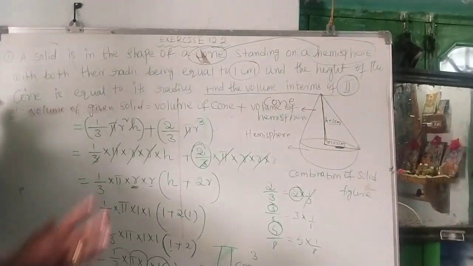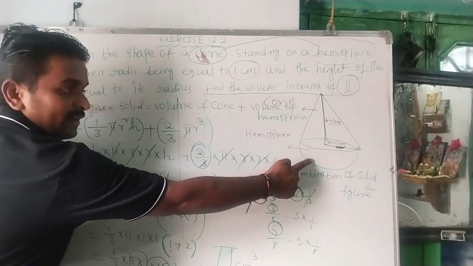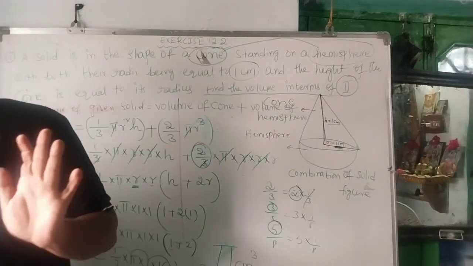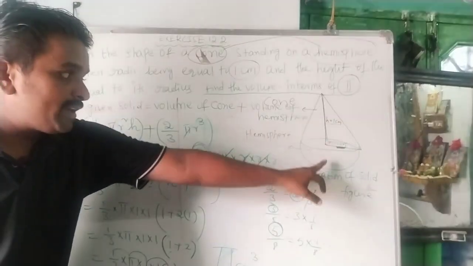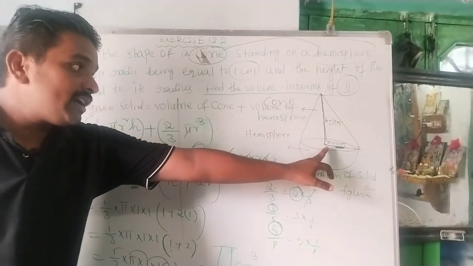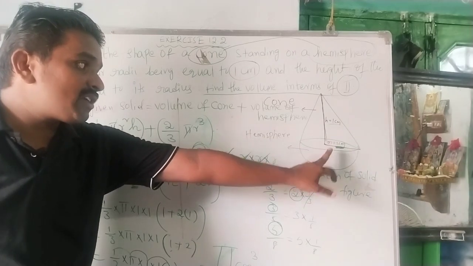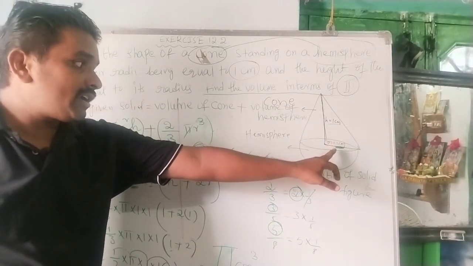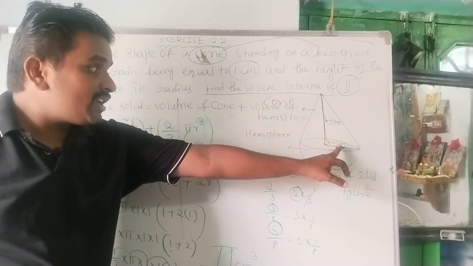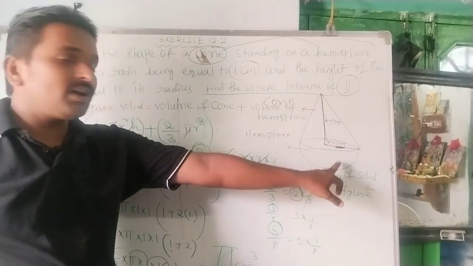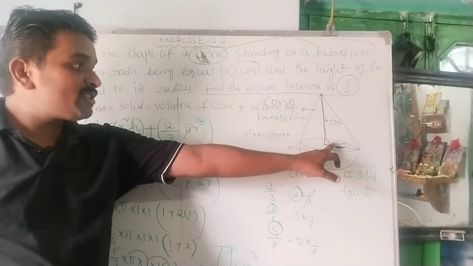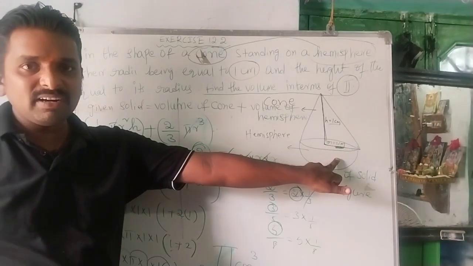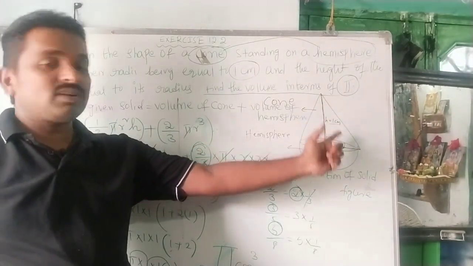Very simple. Here one solid figure is given. This solid figure is formed by a hemisphere and a cone. Both coincide with one another. So the radius of the hemisphere and the radius of the cone are the same. What is the radius of the hemisphere? The radius of the hemisphere is 1 centimeter and the radius of the cone is 1 centimeter.